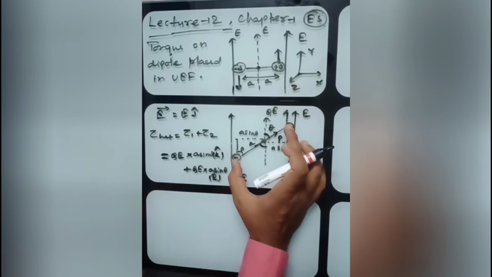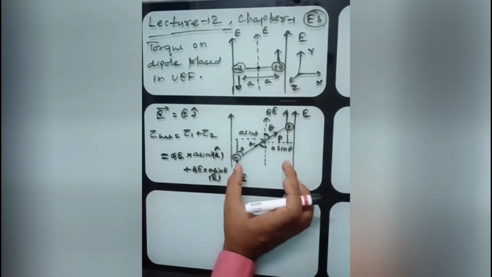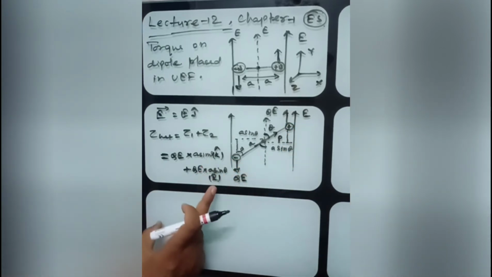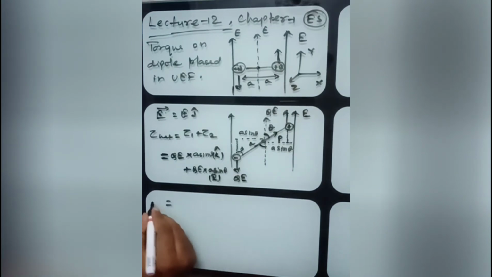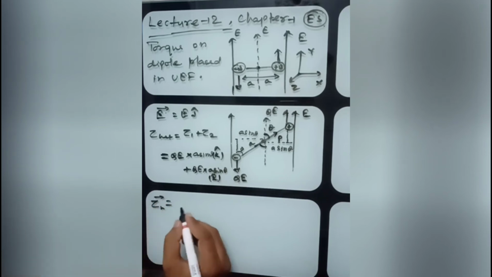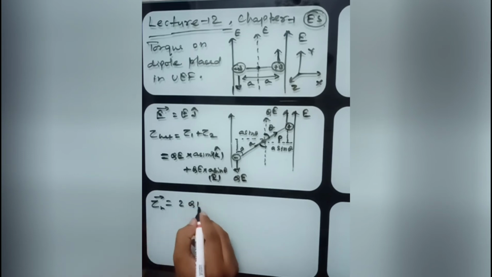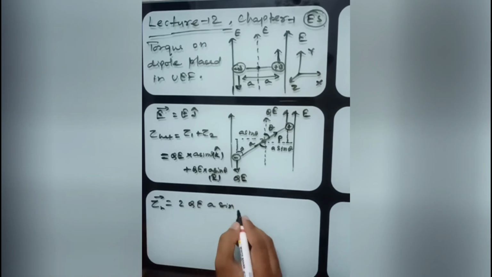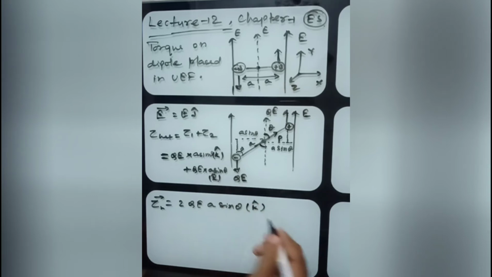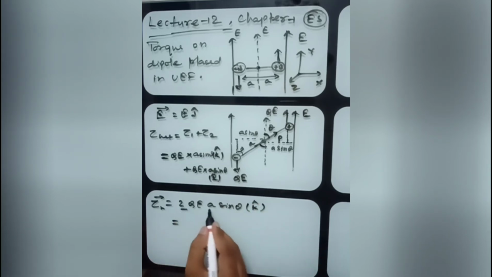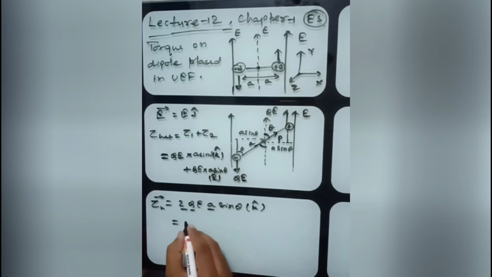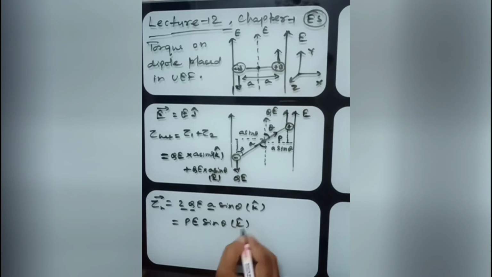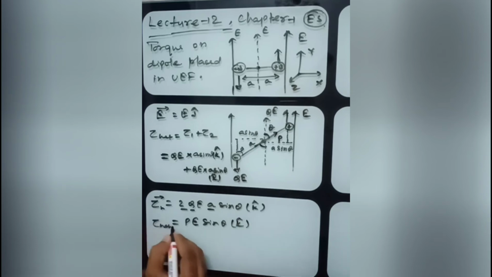If you break this 2a into components, it will be 2a sin theta, and you can write it directly because both the directions are the same. So the net torque, in vector form, since both are the same, is 2qEa sin theta in direction k cap. Here 2a times q gives the dipole moment p. And E, here sin theta in direction k, is tau net.